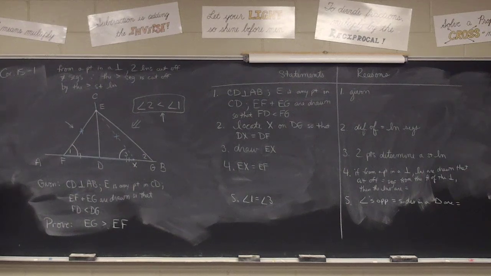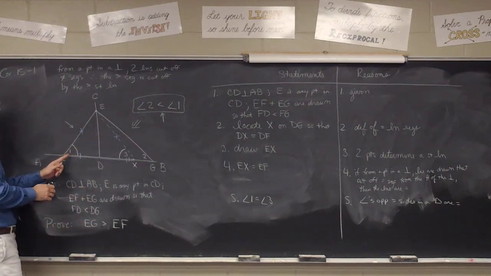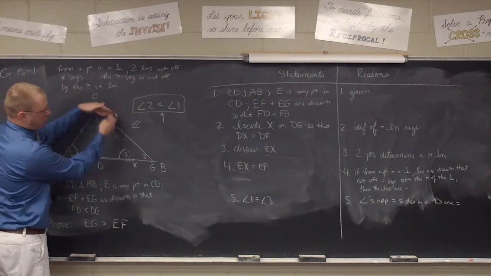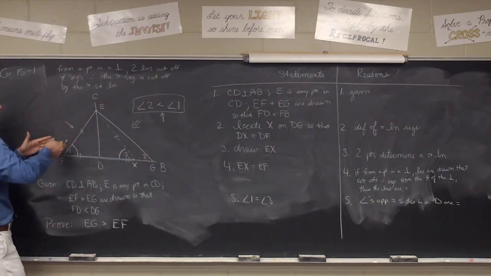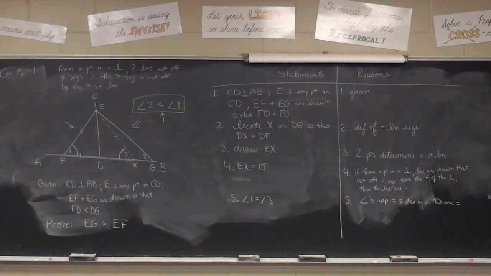Because remember, if angle 2 is little and angle 1 is big, the side across from angle 1, which is EG, is going to be big, and the side across from angle 2, EF, is going to be small. How does getting 1 equal to 3 help me to get 2 smaller than 1? Adam?